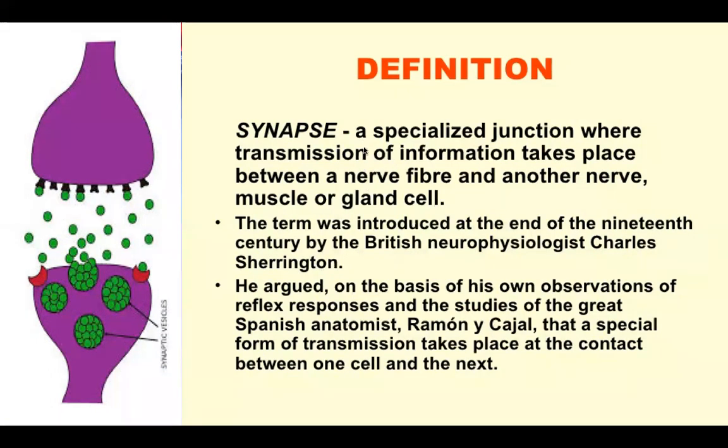When we say synapse, it is a specialized junction where transmission of information takes place between a nerve fiber and another nerve, muscle, or gland cell. The term was introduced at the end of the 19th century by the British neurophysiologist Charles Sherrington.